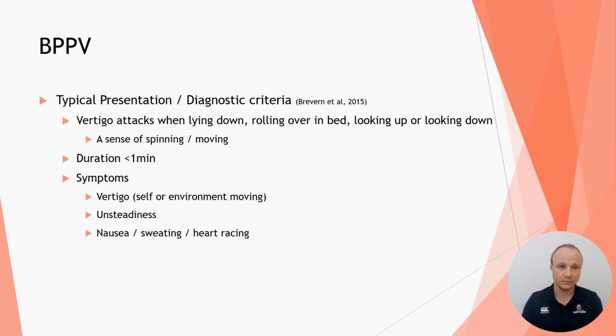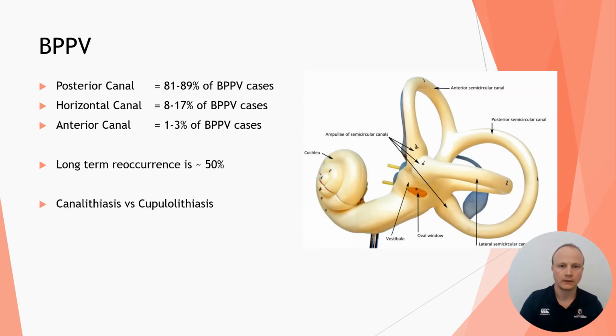So the classic presentation of BPPV, we're going to get a vertigo attack, so that spinning, unsteadiness sense when we're laying down in bed, rolling over in bed, looking up, or bending forwards. So it's typically a spinning sense or a moving sense, and most of the time it's less than 60 seconds. There are always exceptions. So there is a certain type, which we'll talk about in a second, which is greater than 60 seconds, but most of the time it's less than 60 seconds. We're getting that vertigo symptom, so that self or environment moving, a general sense of unsteadiness, and unfortunately we get the nausea, the sweating, and the heart starts to beat quite quickly as well.